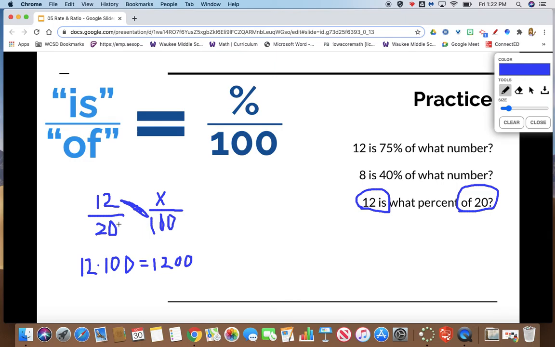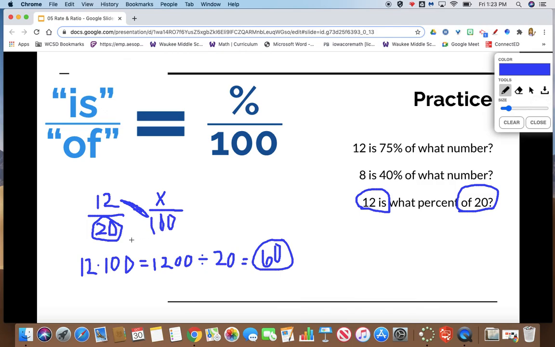And then remember, the last number we have not used yet, our 20, that's what we're going to divide by to figure out what our unknown is. 1,200 divided by 20 equals 60. That means 12 is 60% of 20. Does that make sense? Yes, because 10, like we set up here, is 50% of 20, and 12 is a little bit more than 10, so it makes sense that 60 is what our percentage would be.